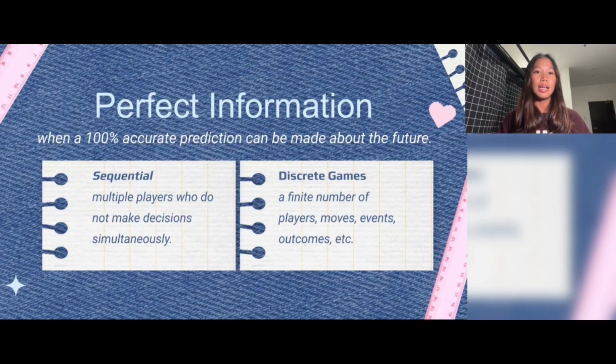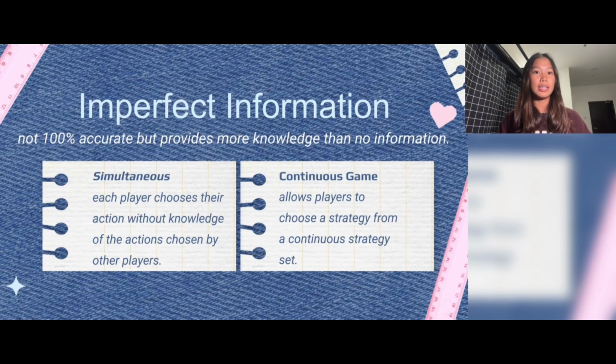Imperfect information, some actions or decisions are hidden. Think of poker. You don't know what cards others have. Simultaneous games, everyone makes decisions at the same time without knowing what others will choose. A classic example is rock, paper, scissors. Continuous games, players can choose from a range of options, not just a few set ones. An example could be bidding in an auction.